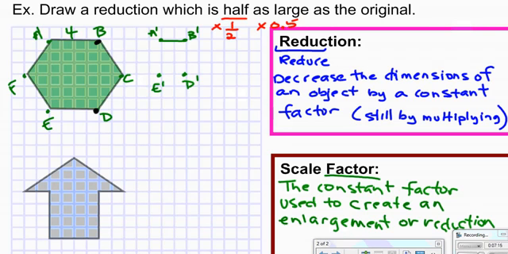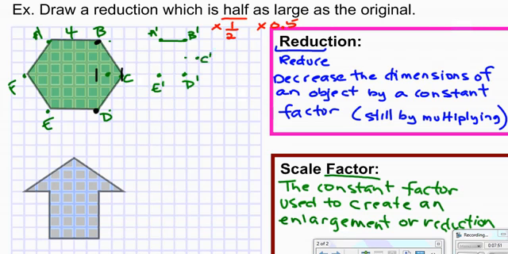Okay. The last 2 points we need to figure out are C and F. And C is halfway between B and D. And so that means it needs to be halfway between B prime and D prime on our new shape. The other thing we need to look at is, well, how far away is it from B this way to the side? And it's 2 squares to the right. So half of that is only going to be 1 square to the right. So in our new shape, it needs to be halfway between B and D, which is about there, 1.5. And it needs to be 1 square to the right.